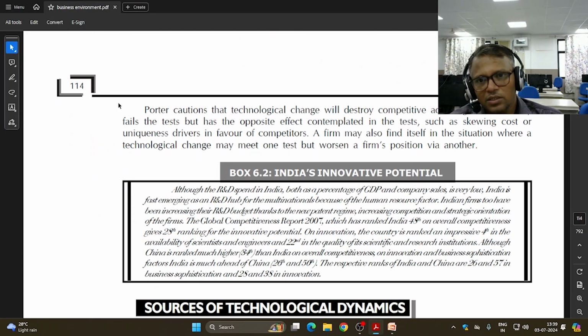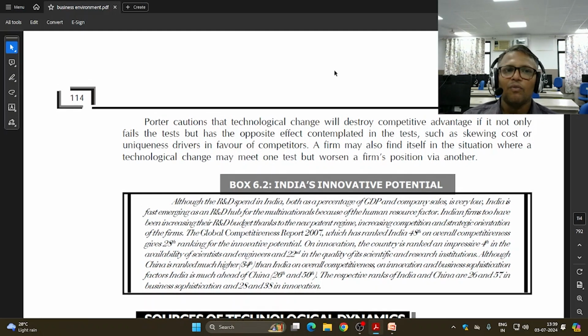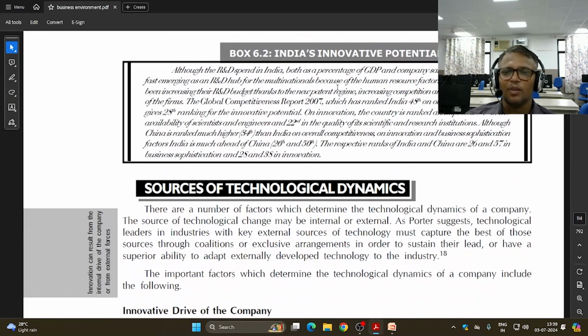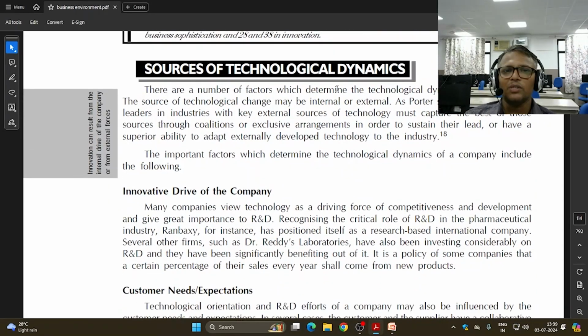Porter cautions that technological change will destroy competitive advantage if it fails these tests or has the opposite effect, such as shifting cost or uniqueness drivers in favor of the competitors. A firm may also find itself in a situation where the technological change may meet one test but worsen the firm's position via another. Now, what are the sources of technological dynamics?